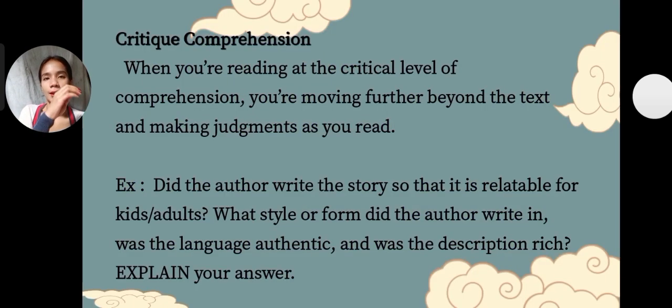So next is the critic comprehension. This is the last level of comprehension, no? When you're reading at the critical level of comprehension, you're moving further beyond the text and making judgments as you read. So what is the difference between the evaluative comprehension, which is going beyond the text in order to understand or comprehend a certain literary text, and critic comprehension, where you're moving further beyond the text and making judgments as you read?